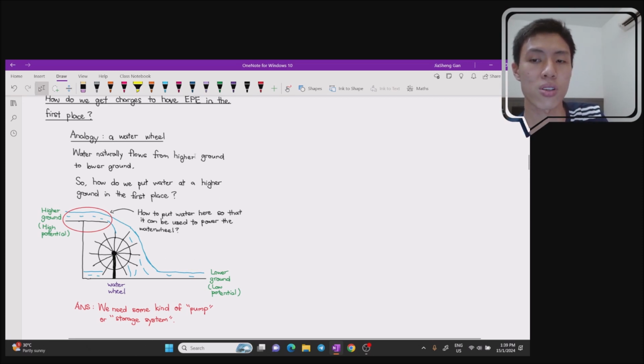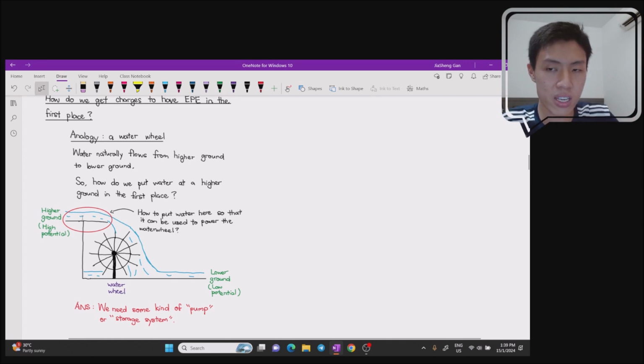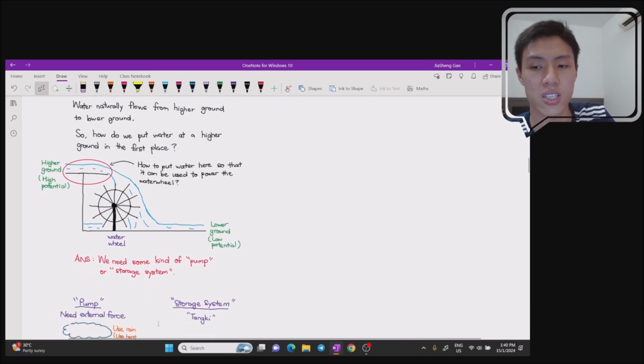Rain is the earth's effort in bringing the water from lower ground to higher ground. You evaporate the water using heat, bring it out as cloud, and shift it to a higher ground, then you let the raindrops fall. So it's earth putting in the effort to shift the water to higher ground. That process itself requires effort. That's the main thing that we want to talk about. So you need some kind of pump, or you need some kind of storage system.